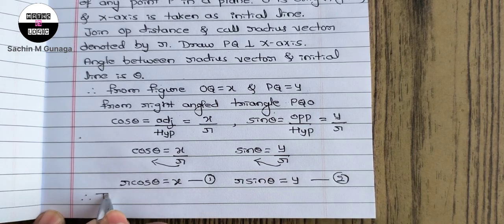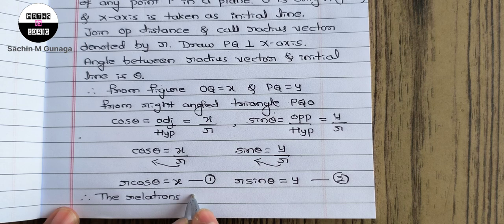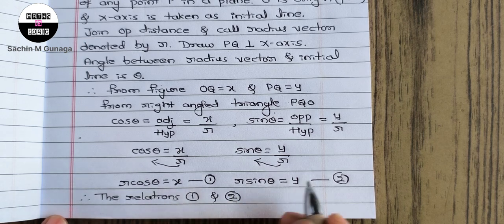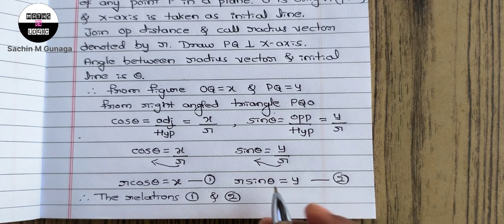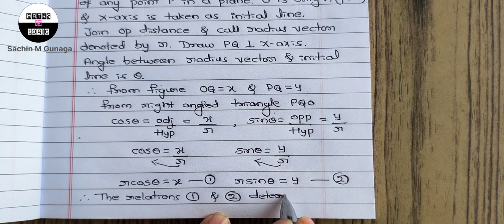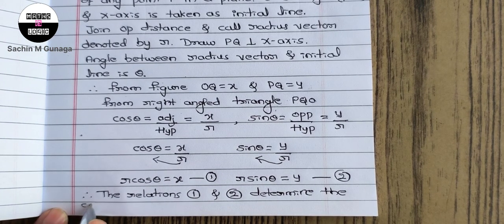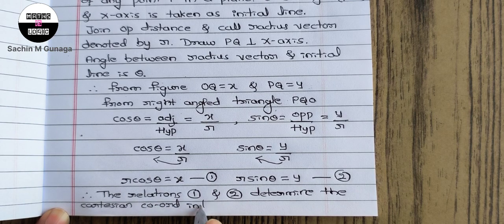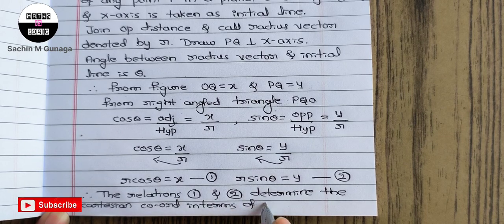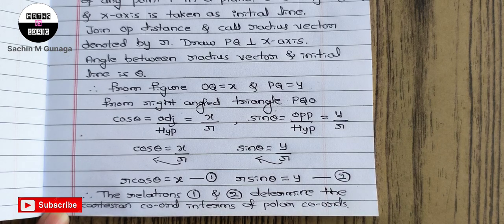Therefore, the relations 1 and 2 determine the Cartesian coordinates in terms of polar coordinates.